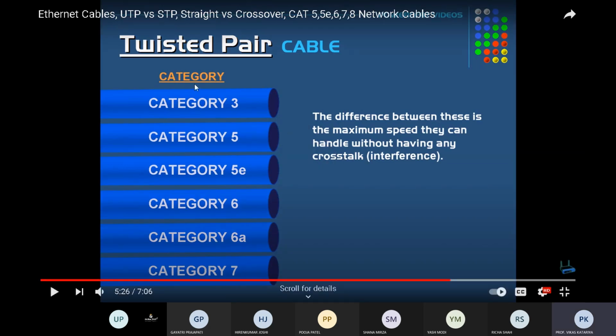Now in the market, when we purchase this cable, we have different categories of cable: Category 3, Category 5, Category 5E, Category 6, 6A, 7. The difference between these is the maximum speed they can handle without having any interference. So if we go to a higher category, we get a higher maximum speed with less interference.